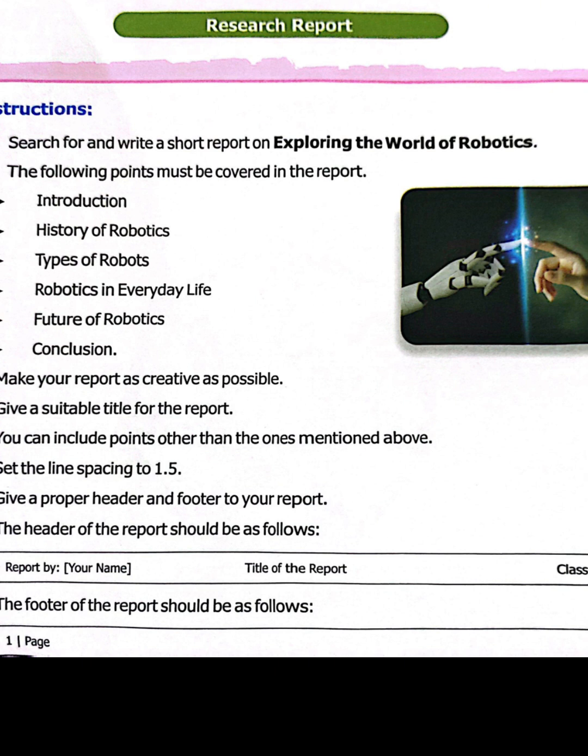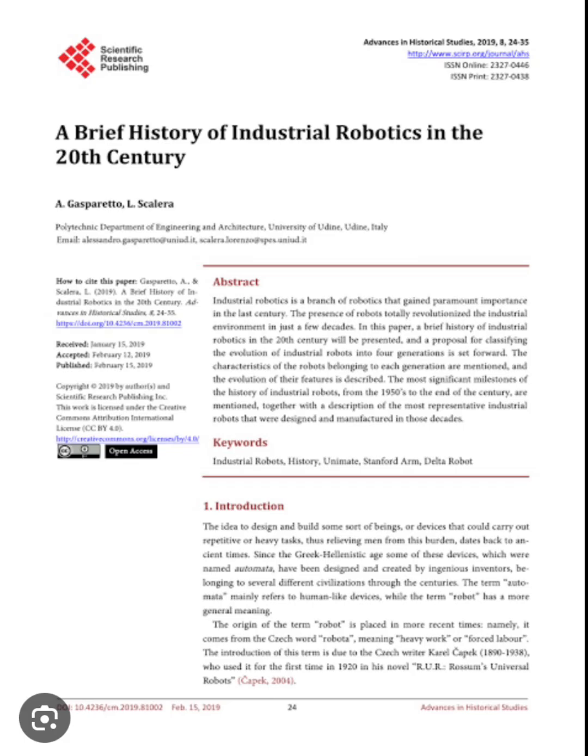As you can see in the example, you can write your name and title of the report in the header, and in the footer you will write the page number, like page 1, page 2. Like this you will make your research report. I will show you the samples from where you can take guidance. You don't have to make the exact copy of this report. You will just take guidance from it.